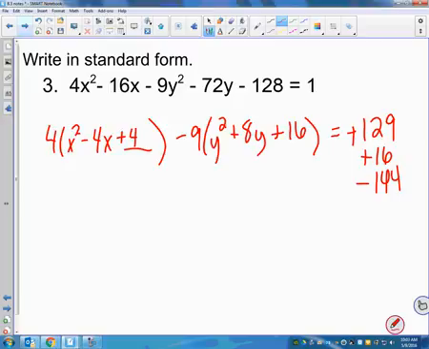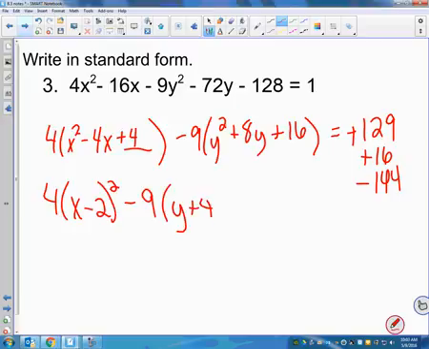So look what happens on this. You get 4 times x minus 2 squared minus 9 times y plus 4 squared. Then when you add these together, you get 1. Right, like it always has to equal 1. Like normally if we had a 4 and a 9 over there, this would equal 36, and we divide through by 36.